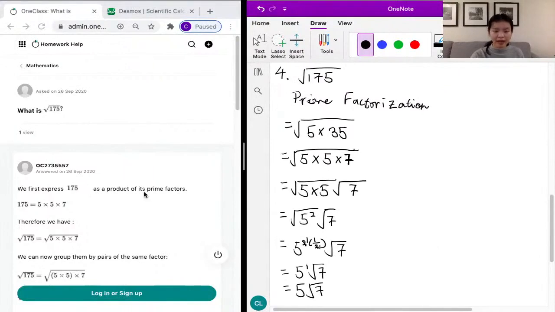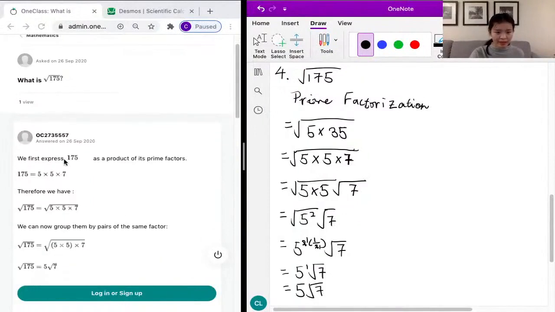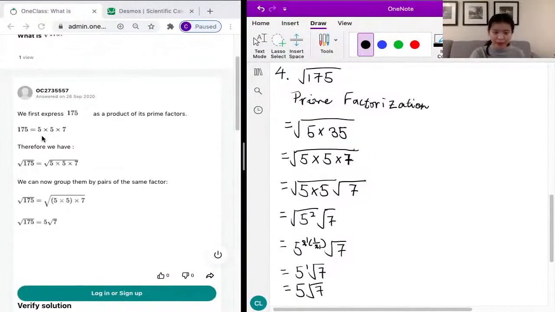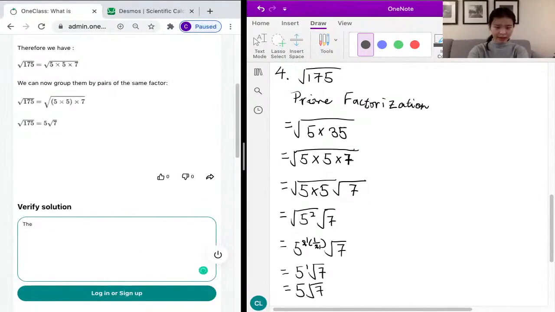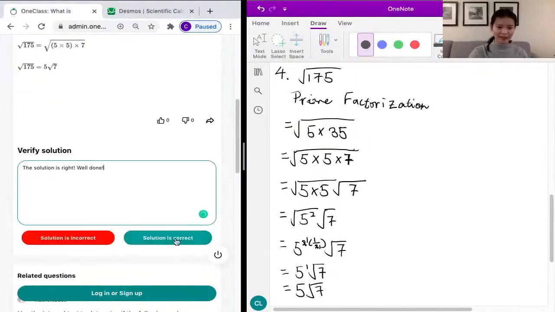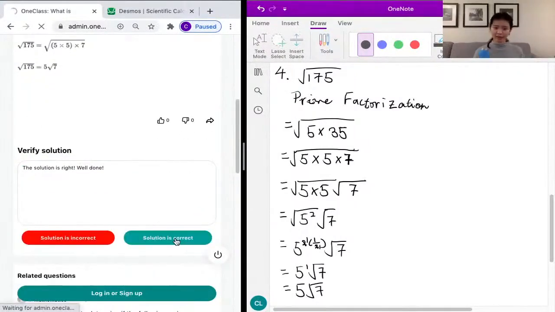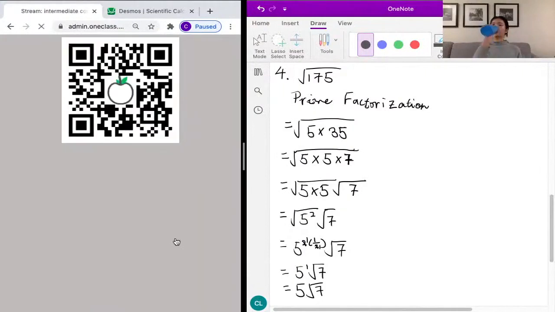Now, this completes our process of simplifying the radical square root of 175. Let's look at our sample solution over here. Our sample solution, exactly, they also use prime factorization, and they have 5 root 7. So our answer is the same, and the sample solution is correct, so the solution is right. Well done. Now let's move on to our next problem, problem number 5.